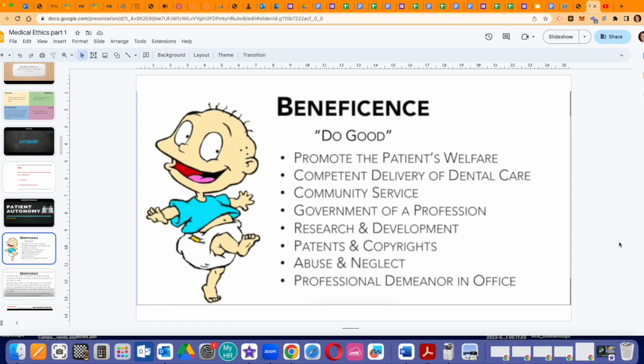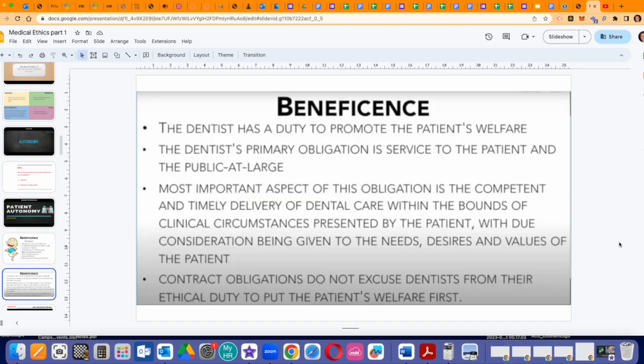You need to make sure that you are following the governmental rules of the profession and research and development, and be aware of all of these other kinds of issues involved, such as patents, abuse, neglect, and so on. So, a dentist has a duty to promote the patient's welfare. The dentist primarily has the obligation to serve the patient and the public at large. The most important aspect of this obligation is the competent and timely delivery of dental care within the bounds of clinical circumstances presented by the patient, with due consideration given to the needs, desires, and values of the patient. And also, they're in a contract of obligations, and the contract does not excuse dentists from their ethical duty to put the patient's welfare first.